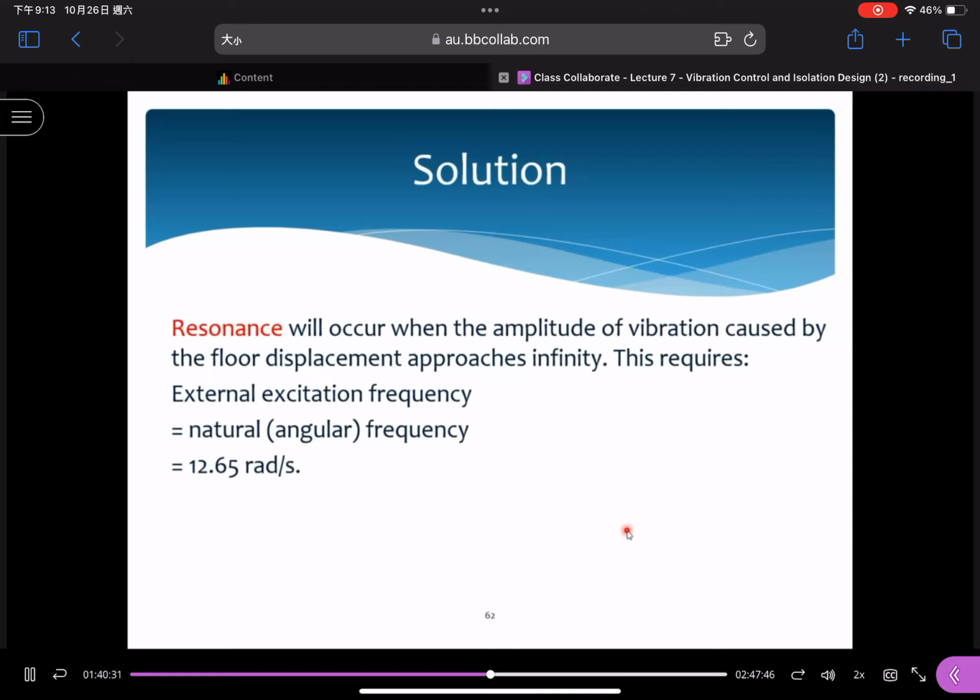In this statement, resonance will occur when the amplitude of vibration caused by the forced displacement approaches infinity. Why does it go to infinity? Because in this case, we do not consider the damping effects. If there is no damping effect under resonance, it could go to infinity. This is a very ideal case. In reality, we cannot achieve this case. Any problem about this solution?